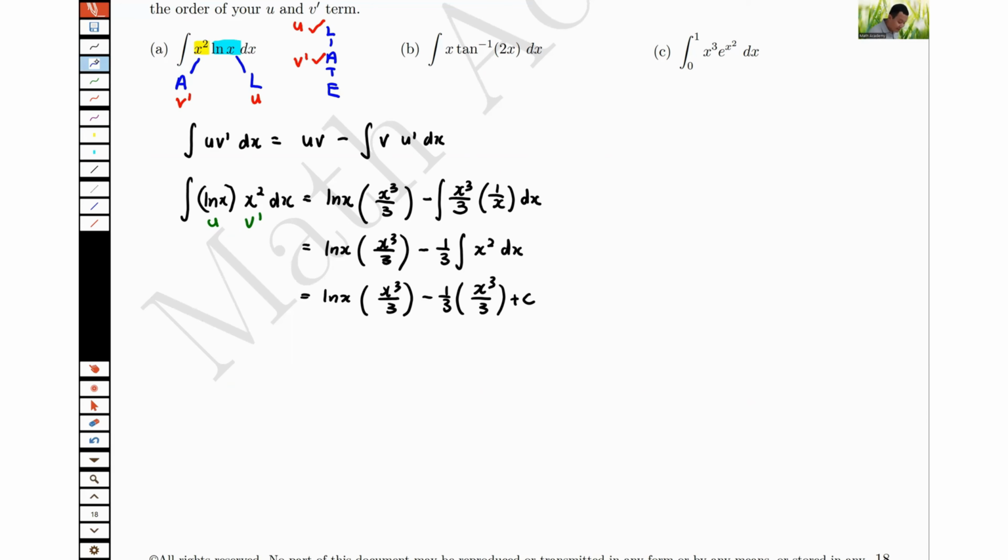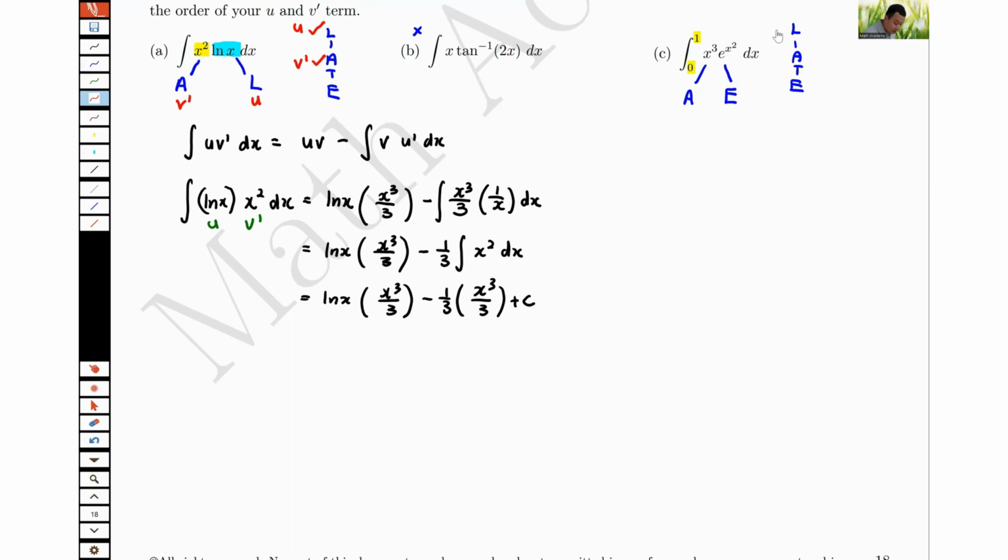Okay, next one I want to do C. Let me skip B. I want to show you a question where there is going to be these limits involved and how we present them. So let's think of the categories first. What alphabets are they? X cubed is under algebra section. E^(x squared) is under exponential section. So if we plan out the order of LIATE, you are looking at its A and E. The one higher up, let it be the U term. The one lower down, let it be the V prime term.